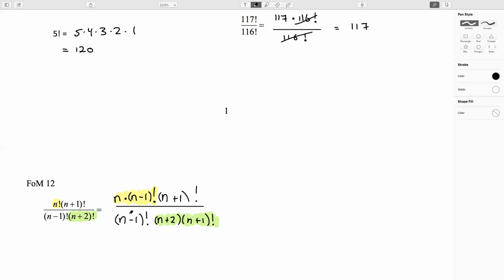So now let's cancel out what we can. N minus 1 factorial is gone. N plus 1 factorial is gone. And what we're left with is an n on top over n plus 2 on the denominator.